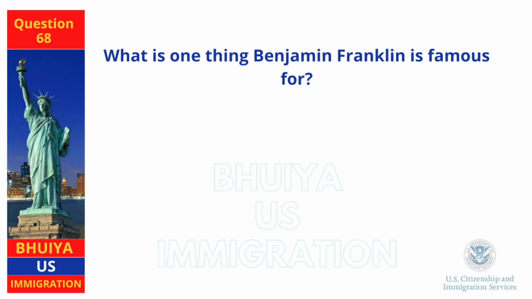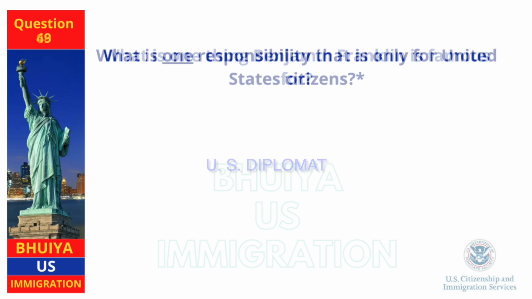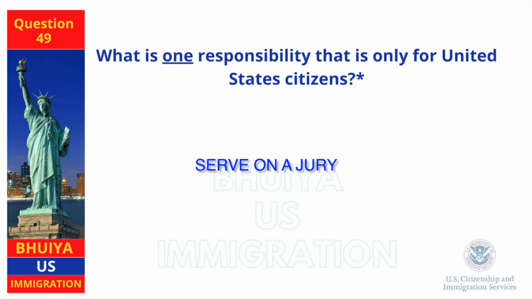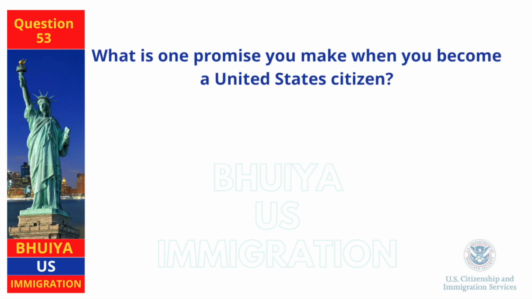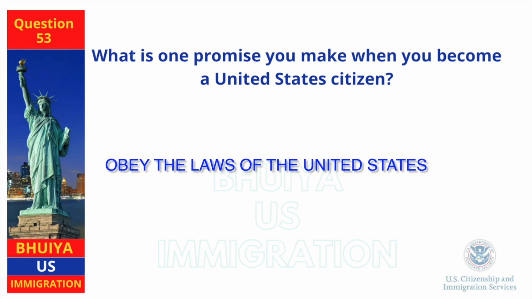What is one thing Benjamin Franklin is famous for? US diplomat. What is one responsibility that is only for United States citizens? Serve on a jury. What does the judicial branch do? Reviews laws. What is one promise you make when you become a United States citizen? Obey the laws of the United States.